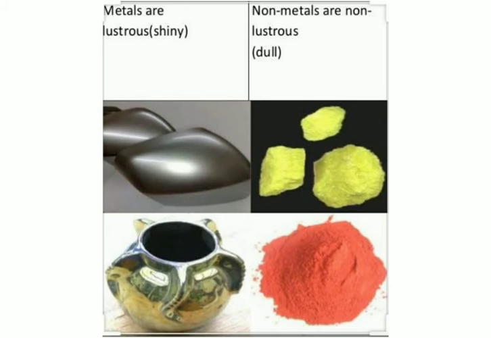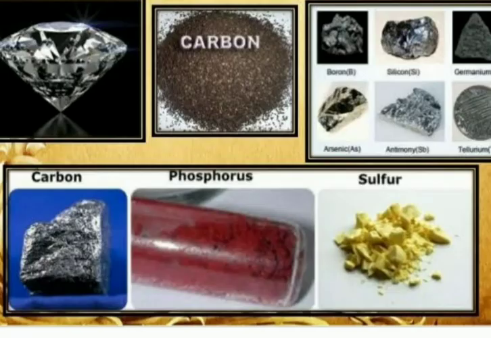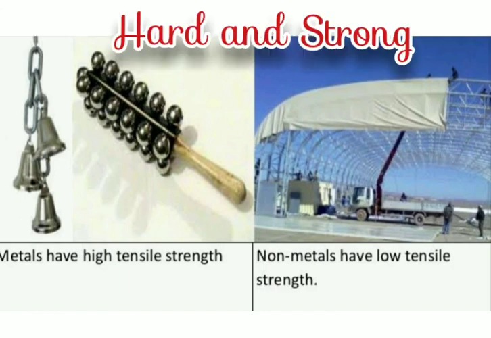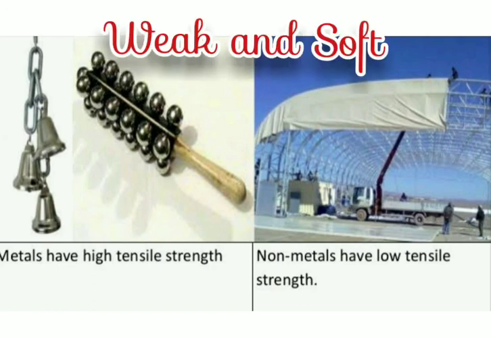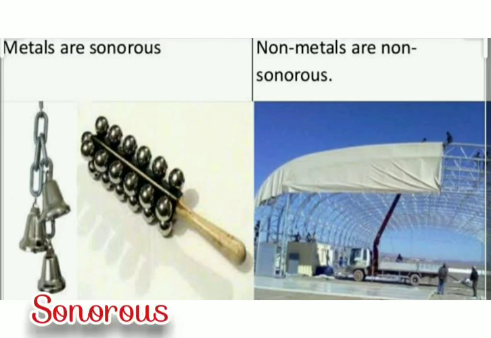Metals are shiny, but non-metals are not shiny. Metals are solid at room temperature. Yes, there are some exceptions too, but non-metals are solids, liquids or gases at room temperature. And the fifth point is metals are hard and strong, whereas non-metals are weak and soft. Metals are sonorous, but non-metals are not sonorous.